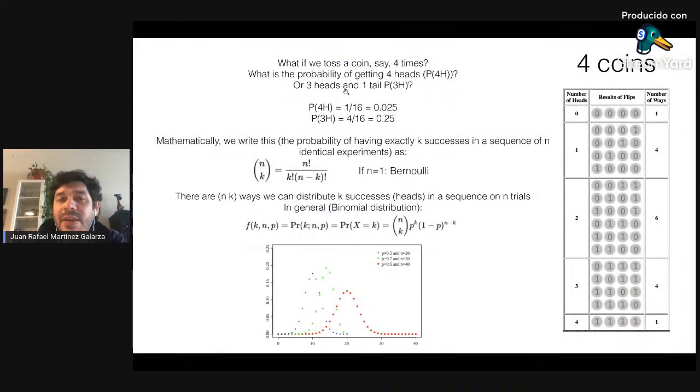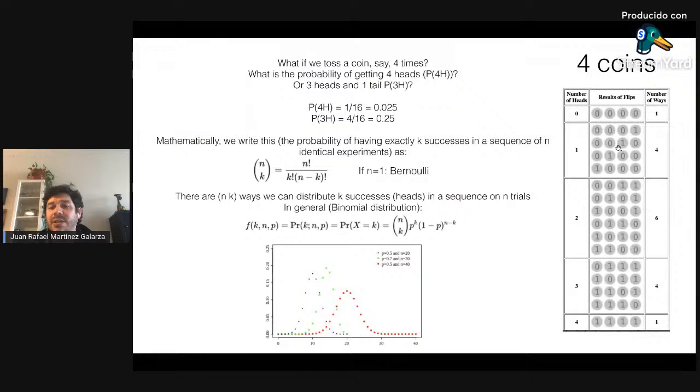So what if instead you repeat this experiment many times? Suppose you have a coin and you throw it four times. How do you mathematically express the probability of getting four heads, four successful experiments, getting heads four times, or maybe three heads and one tail? So what is the probability? In order to do that, you can build a little table like this and see, for four independent experiments, what are the possible outcomes. So these are all the possible outcomes, and this is the number of heads that you get in each of those different outcomes. And this is the number of ways in which you get that value.